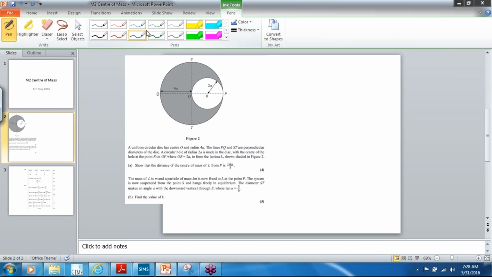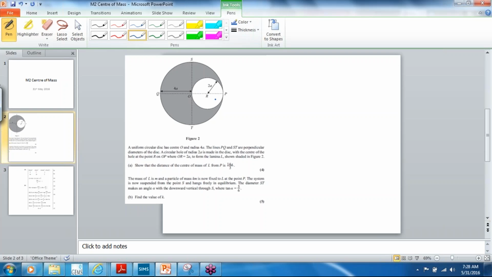This question has a circle with a circle cut out of it. A uniform circular disc has centre O and radius 4a. The lines PQ and ST are perpendicular diameters of the disc. A circular hole of radius 2a is made in the disc with the centre of the hole at the point R on OP, where OR is 2a, to form the lamina L, shown shaded in figure 2.